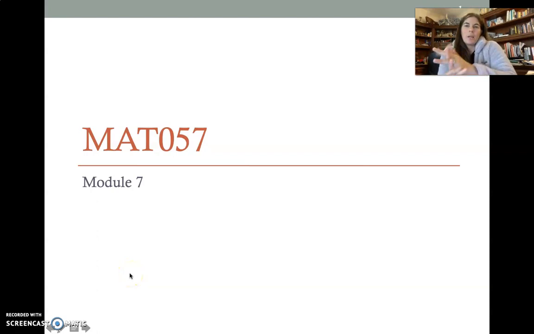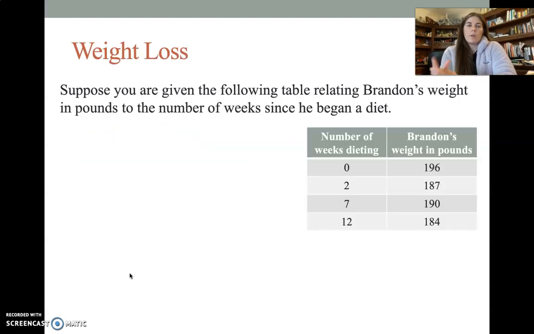All right, so we are going to talk about Module 7 today. I'm going to, again, just kind of walk you through some of the first few slides. So our first example with Module 7 is talking about weight loss. It says, suppose you are given the following table relating Brandon's weight in pounds to the number of weeks since he began a diet. So I've got that table there, weeks, and his weight.